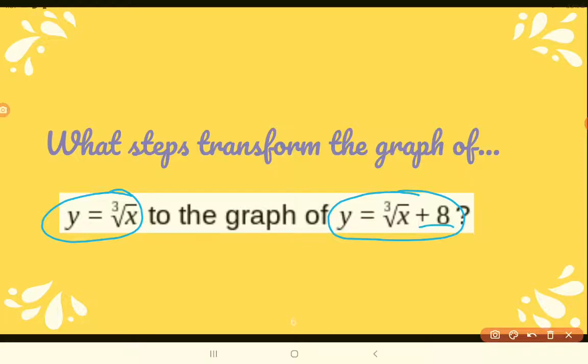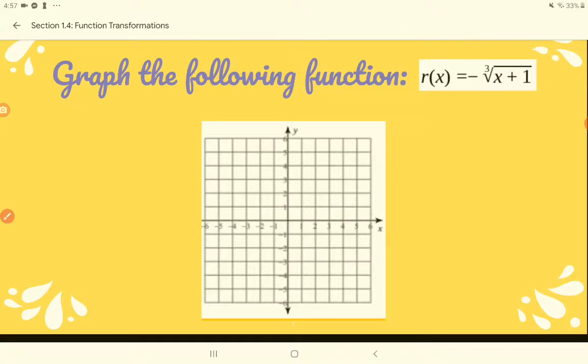So what is that plus 8 telling me? It's telling me that I went up 8. And that's the only thing I did. If there was a number inside the cube root with x, then I would have also gone left or right. But because the only thing I changed was putting a plus 8 on the end, the only thing I did was go up 8. Okay?